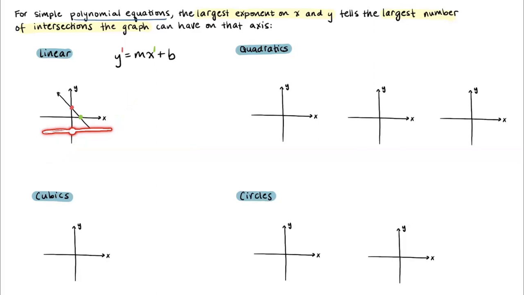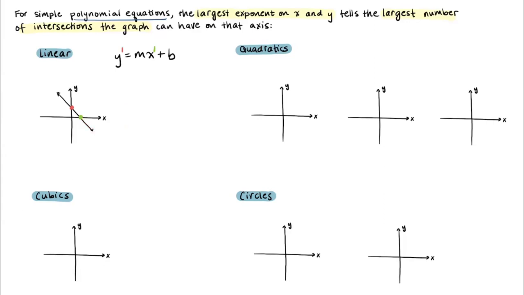And that's okay, because this is saying that the exponent on x and y is the largest number of intersections that is possible. So what this is saying is that a line will never cross the xy axis more than once. It's not going to turn around and cross the x-axis again, because then it will no longer be a line.